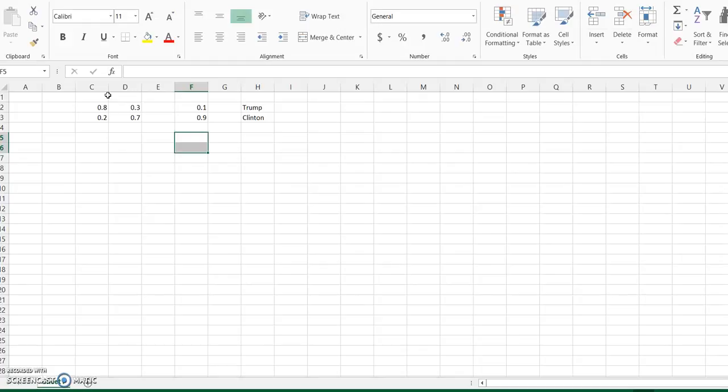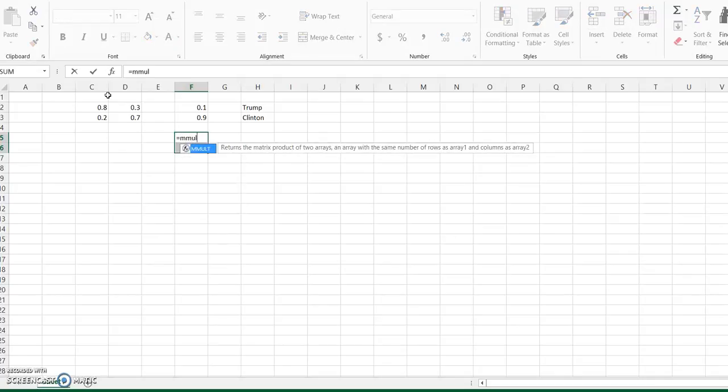So you highlight 2 cells, we type equals MMULT, which is matrix multiplication, open bracket, highlight everything in the first matrix. Now the trick is we want to hit F4 here to put dollar signs in. Hopefully you know dollar signs. Dollar signs are very handy in Excel. And a comma, and then we'll highlight the other one.